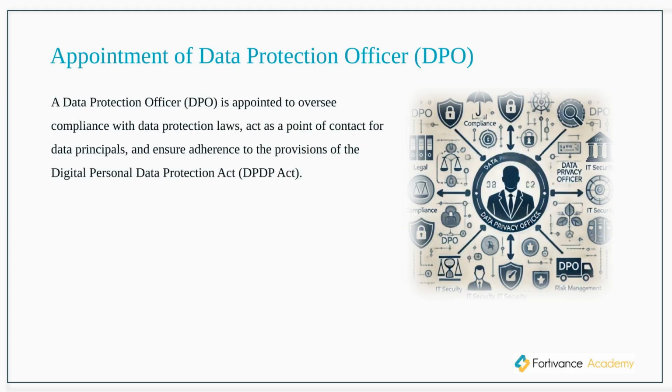Under the DPDP Act, every significant data fiduciary is required to appoint a data protection officer, or DPO. This person is crucial for ensuring that the organization complies with data protection regulations. But what exactly does a DPO do? First and foremost, the DPO acts as the main point of contact for data principals, those individuals whose personal data is being processed. If you have questions or concerns about how your data is being handled, the DPO is there to help. They facilitate communication between you and the organization, ensuring your rights are respected.